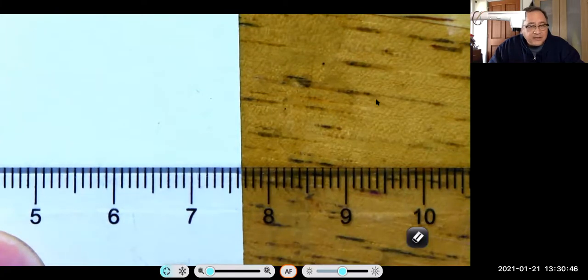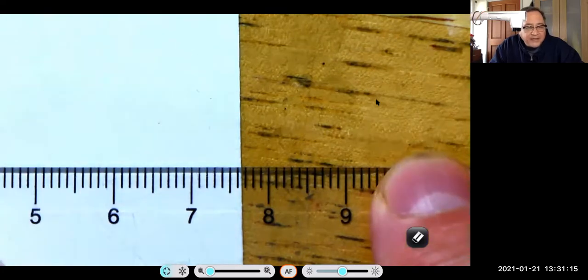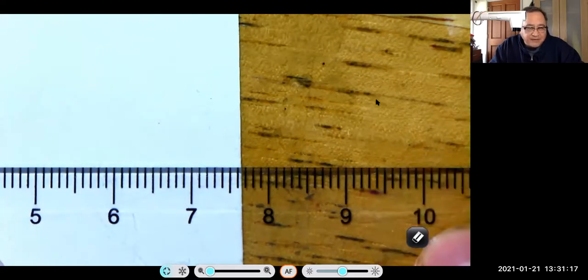So can you see that the card goes past 7.6 centimeters, but it does not make it to 7.7 centimeters? Can everyone see that? If you can, give me a thumbs up in your little icon area. Excellent. Okay, so can you see that it's not quite halfway between 7.6 and 7.7, not quite halfway.